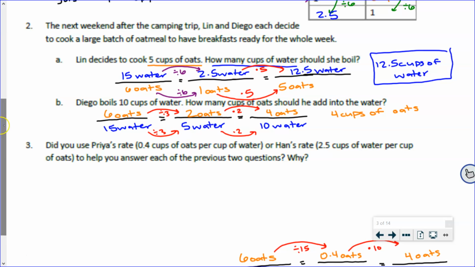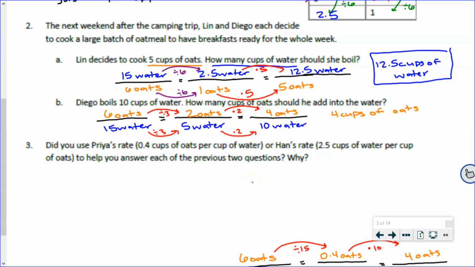When we answered each of these questions, did we use Priya's rate, which was 0.4 cups of oats per cup of water? Or did we use Hans' rate, which was 2.5 cups of water per cup? Which ratio did we use? Just think about that for a second. Ask your group members what they think. We'll come back together in about 30 seconds.